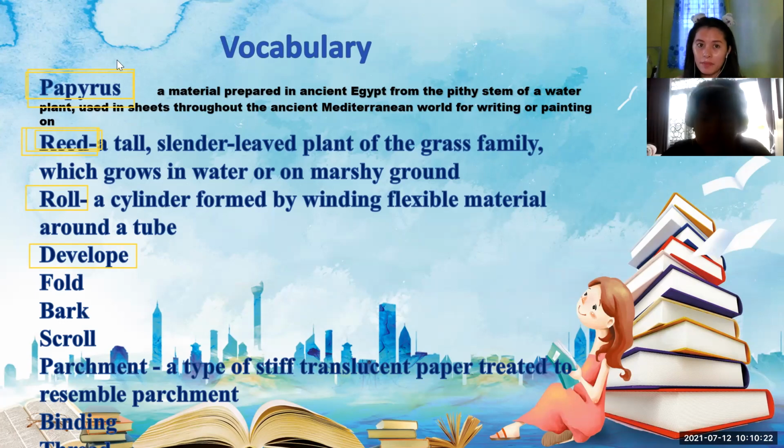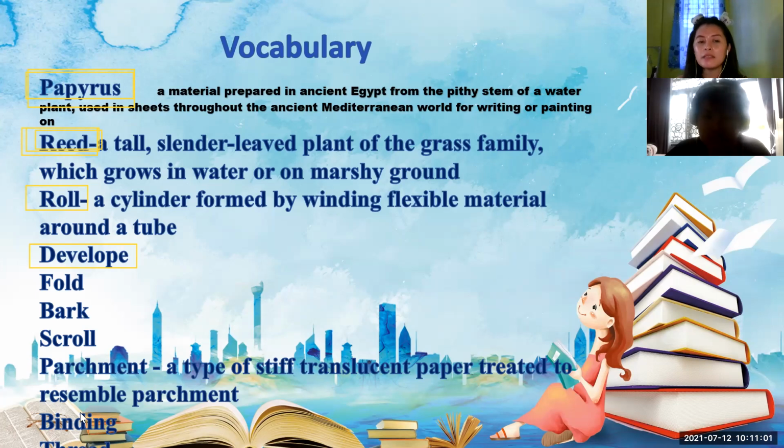And parchment. Okay, what's the next word? That is parchment. Can you read that word again? Parchment. Okay, when you say parchment, it is a type of stiff, translucent paper treated to resemble parchment. It is a type of very stiff paper. So it is also a kind of paper that is very, very stiff.